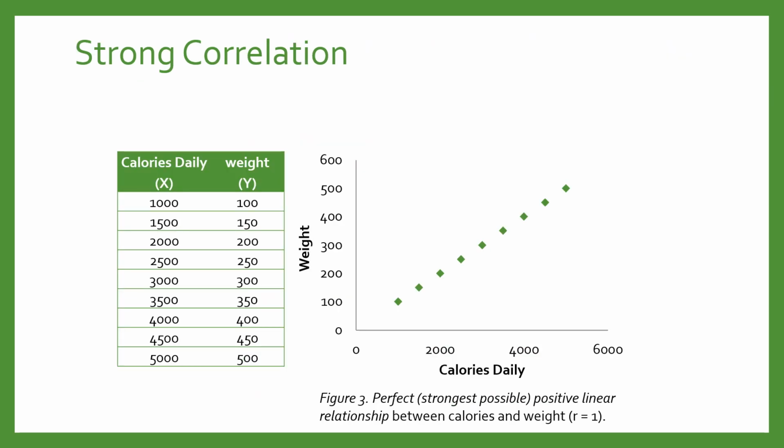So let's look at an example of a perfect linear correlation where it equals 1. Here you notice, and I've got these listed in numeric order to make it easier, for each additional 500 calories, weight is going up 50 pounds. So that would be a perfect linear positive 1 correlation. It's rare in reality, but there it is.